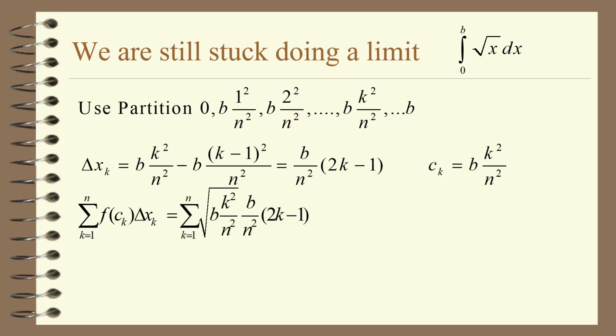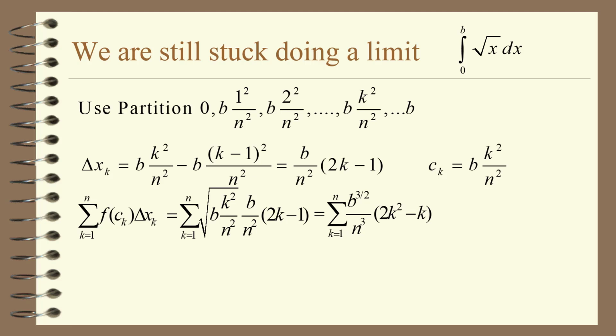To do so, I evaluate the function at the choice point, the square root of b times k squared over n squared. You can now see why I chose the partition the way I did. That way the choice point, when I picked it and I evaluate the function, it's going to be a nice cancellation. Then you have the multiplication of the width of the kth subinterval, b over n squared times k, 2k minus 1. Just simplifying that, collecting the b's, taking square root, combining terms, you get that particular sum. Notice that there should be a square root of k squared, but that's k, and I distributed the k into 2k minus 1 to get 2k squared minus k.